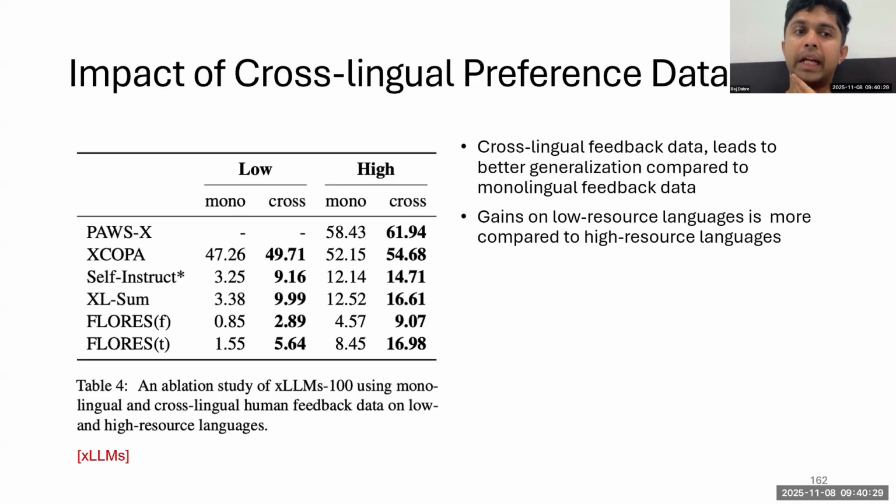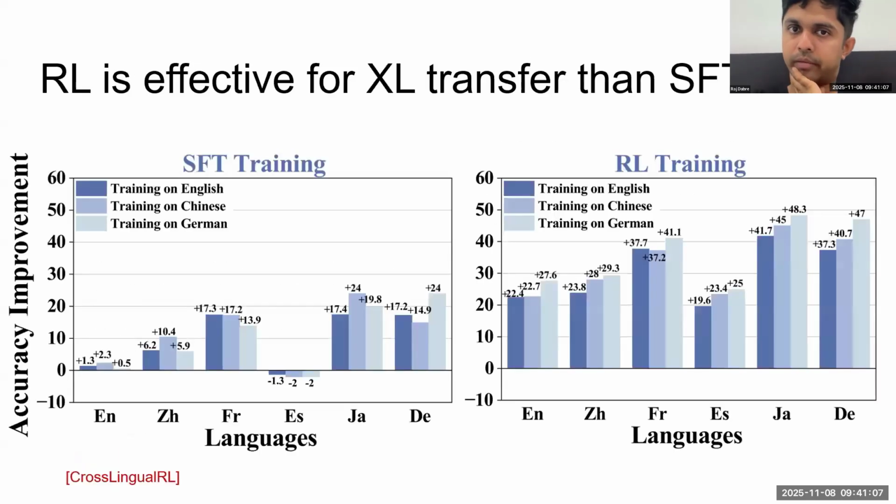And one key takeaway from a paper on XLLMs shows that cross-lingual feedback data leads to better generalization compared to monolingual feedback data. In other words, if your prompt is in language A and your response is in language B, and you have preference information or human feedback on these kinds of prompts, and you include these in training reward models, these reward models lead to final models which have better cross-lingual generalization. It's because the reward model is now able to capture cross-lingual semantics, and that encourages the model to perform cross-lingual generations more effectively. Next slide, please.